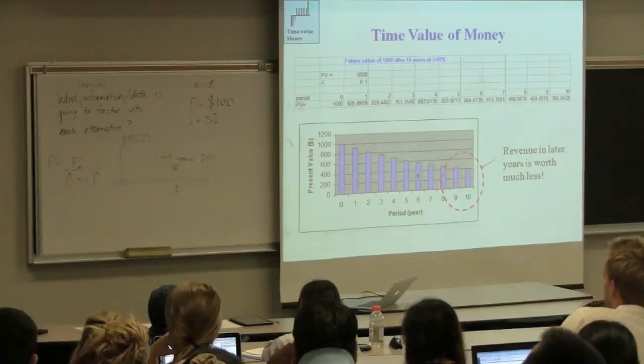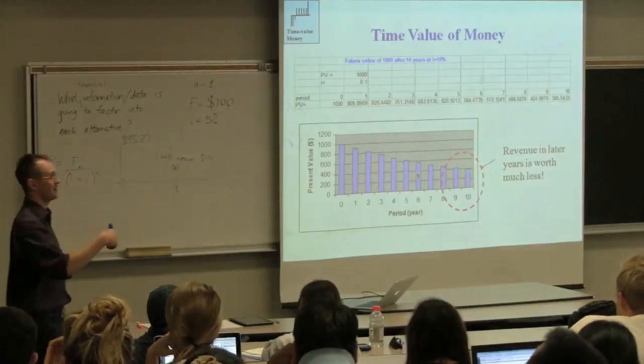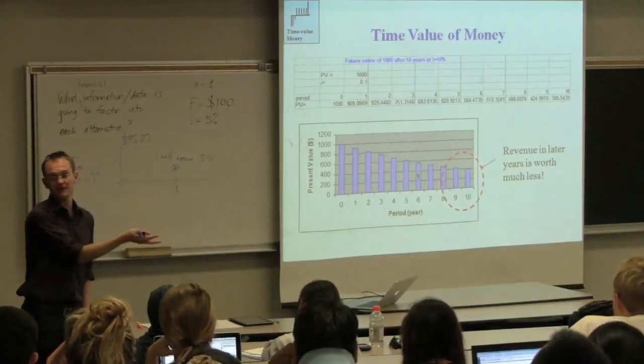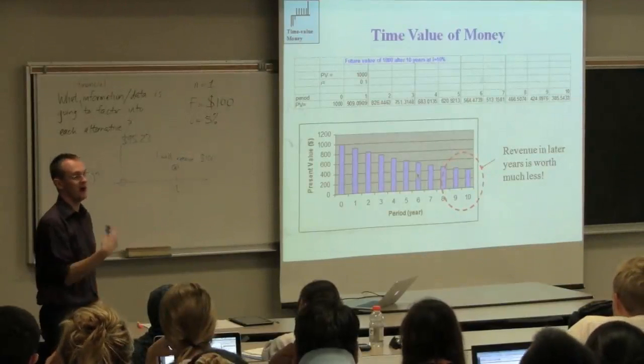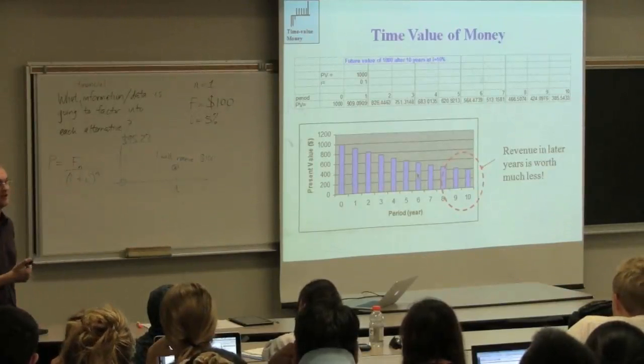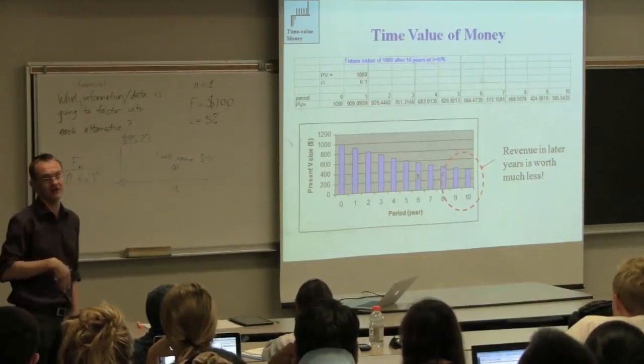But that $25,000 is not going to be the same $25,000 in that 40th year by the time I receive my last money. It's going to buy me a lot less. It'll have a lot less value to me than the $25,000 right now.